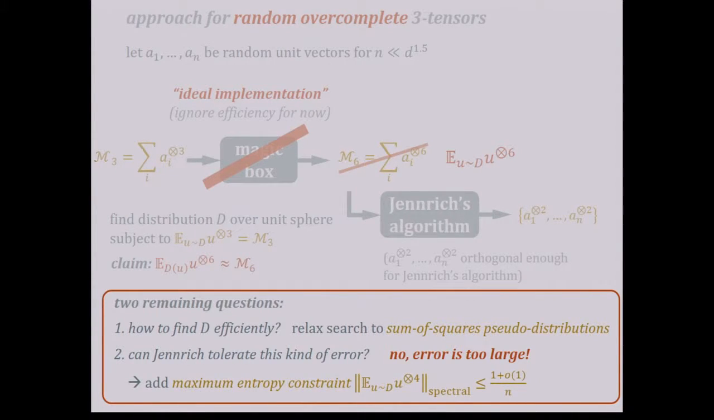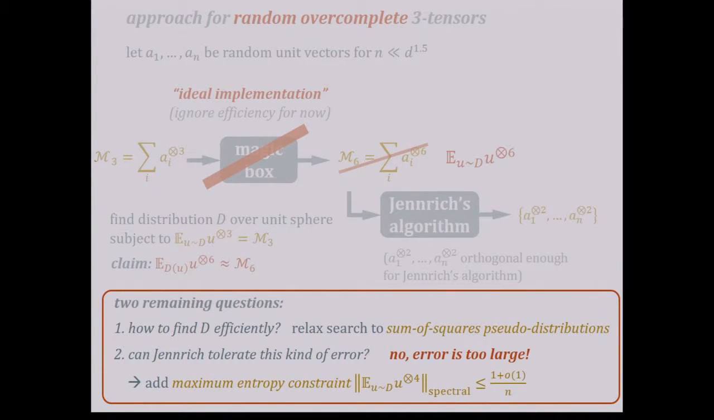And here the idea is to add an additional constraint to the search, which is similar in spirit to a maximum entropy constraint. What we want is that if you look at the spectral norm of the fourth moment of the distribution D, this should be as small as you can hope. In some sense, this would be as small as the spectral norm of the fourth moment of the vectors A1 up to An.